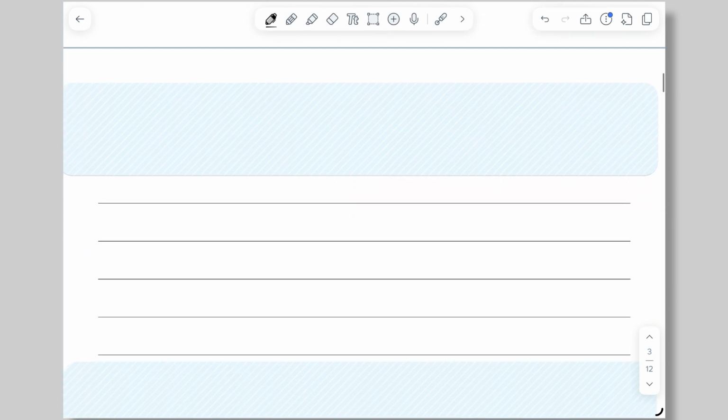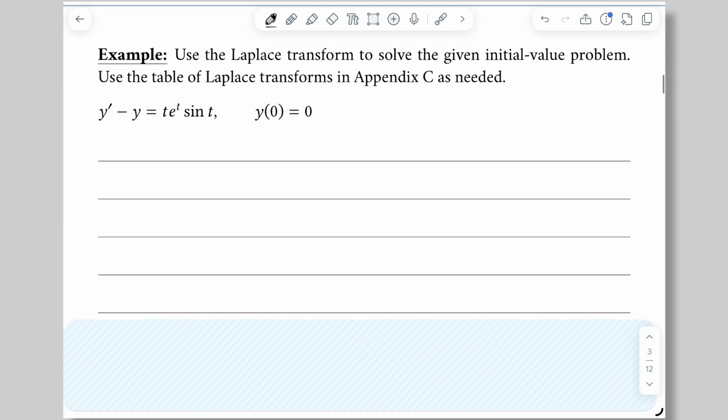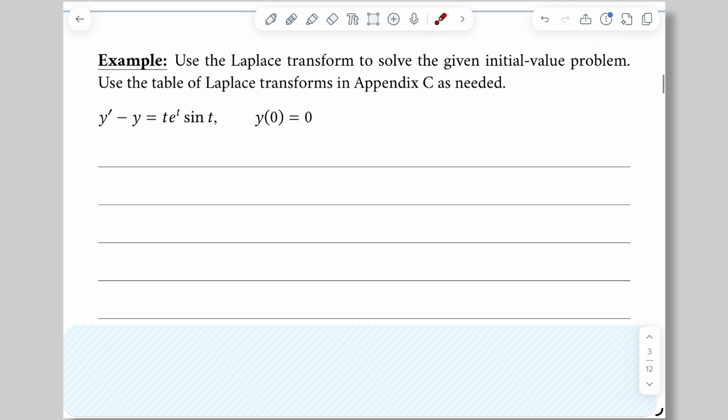Now let's put this to use solving an equation. Use the Laplace transform to solve the initial value problem. Y prime minus y is equal to t e to the t times the sine of t. I'll deal with this table of Laplace transforms in the instructions later. Our initial condition is y of 0 is equal to 0.